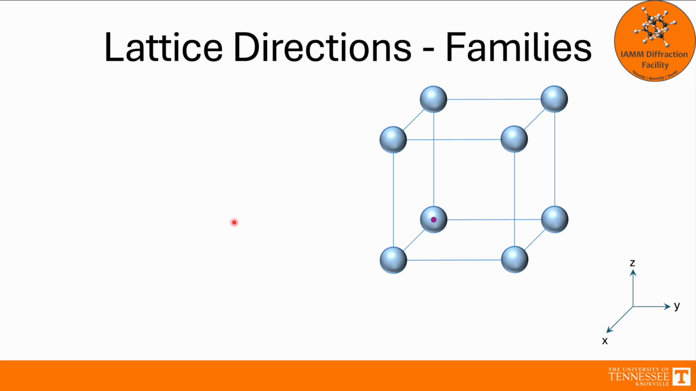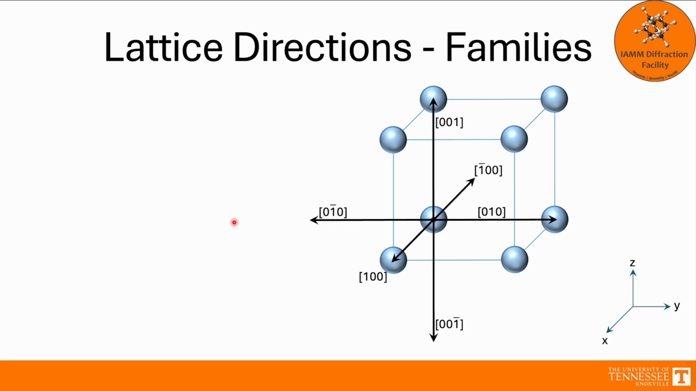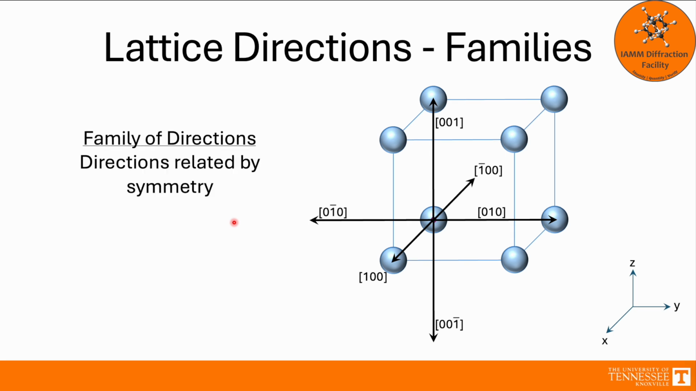Now let's look at families of directions. So here again, we have our simple cubic unit cell. Here we have the [1 0 0], [0 1 0], [0 0 1] directions. And then we have the negatives of those. So a family of directions really corresponds to directions that are related by symmetry. So all of these directions are pretty much the same. They are only designated as they are on the screen because of how we chose our axes.